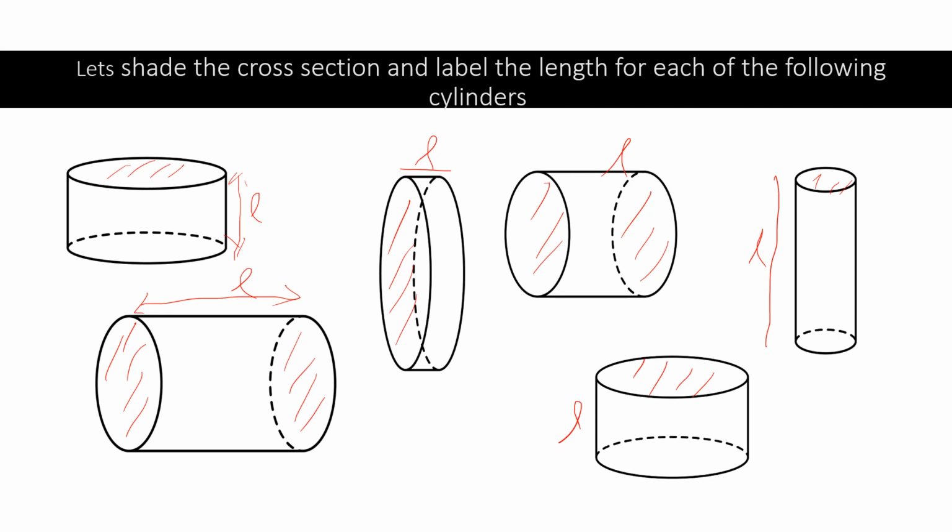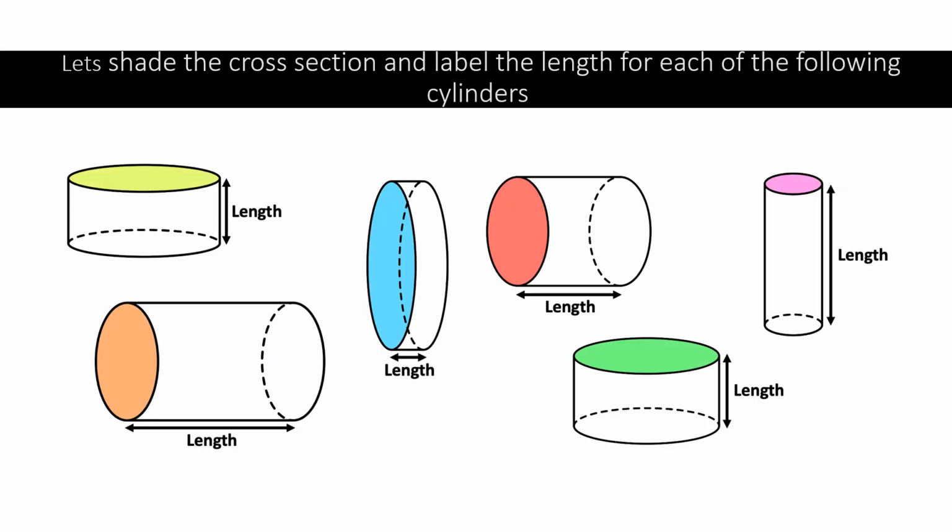So let's put it in a better way and let's see how they look like. Let's have a better view. We have got the cross section and length labeled and shaded. Now let's see if cylinder is a prism.